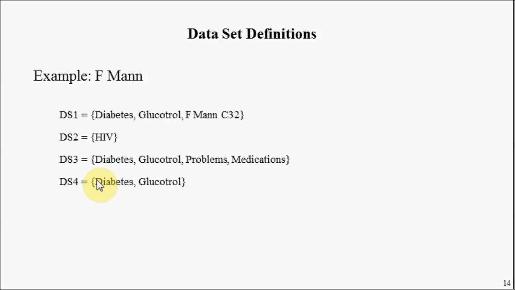Let's now look at some data set definitions created by Mr. Fred Mann here. He created 4 data sets here, and each data set is a comma-separated list of categories of data pertaining to Mr. Fred Mann.